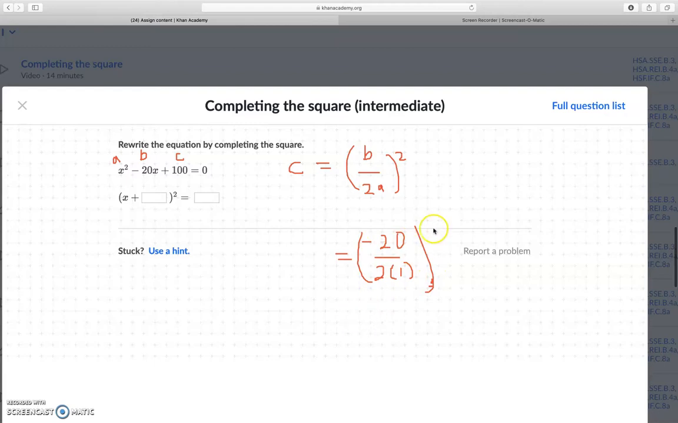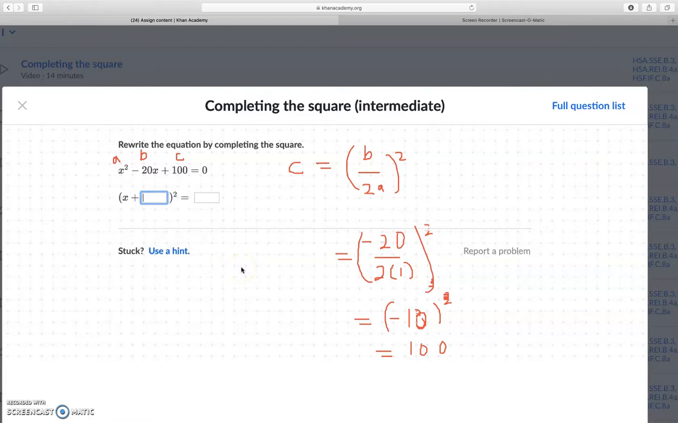Negative 20 divided, oh, I forgot my power of 2. Negative 20 divided by 2 is negative 10. That's a negative 10. Sorry about that. There you go. Negative 10 to the power of 2 is 100. Works out perfectly.